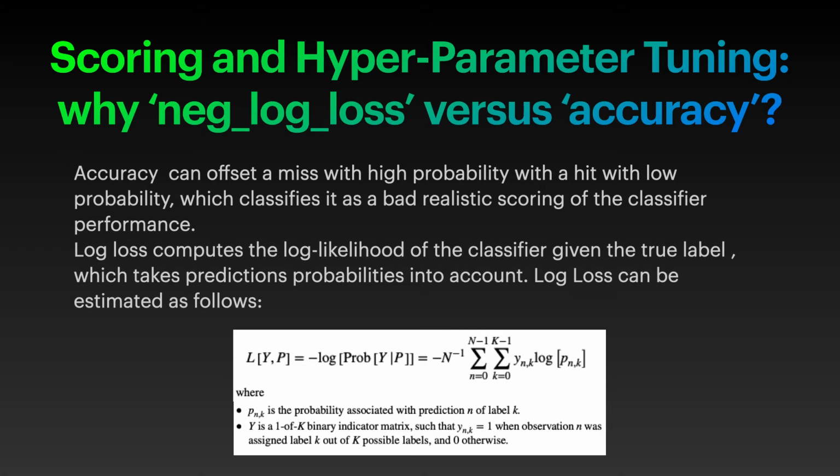Scoring and hyperparameter tuning. Why use negative log loss versus accuracy? Accuracy can offset a miss with high probability with a hit with low probability, which makes it a bad, unrealistic scoring of the classifier's performance. Log loss computes the log likelihood of the classifier given the true label, which takes prediction probabilities into account. Log loss can be estimated as follows if you need it.